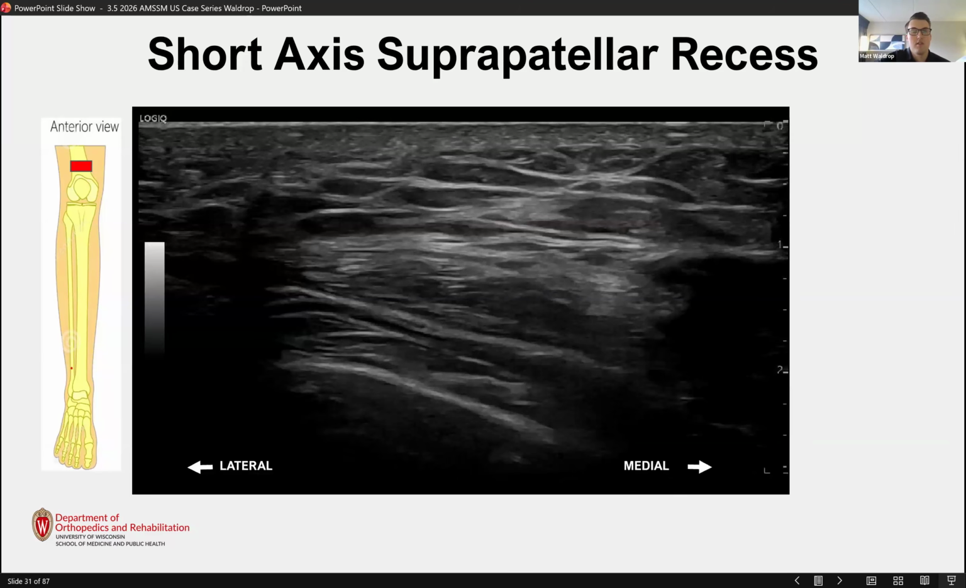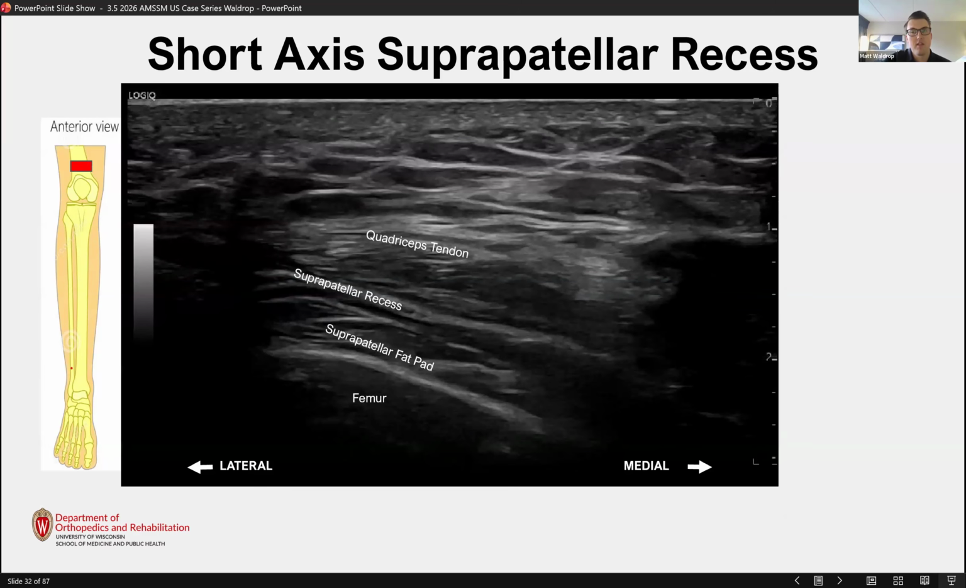So this is a short axis view, if we rotate our transducer 90 degrees, just superior to the patella. And again, you can see the quadriceps tendon, a trace amount of fluid within the suprapatellar recess, suprapatellar fat pad, and the femur deep to all that. And again, this is a normal amount of physiologic fluid.